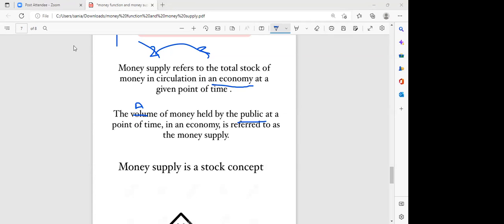Yes. In this second one, the amount of money held by the public, but in the above one there is no similar word. See, over here you have written that money is circulating in an economy, and of course it's very genuine that money will be held by the public only, right?